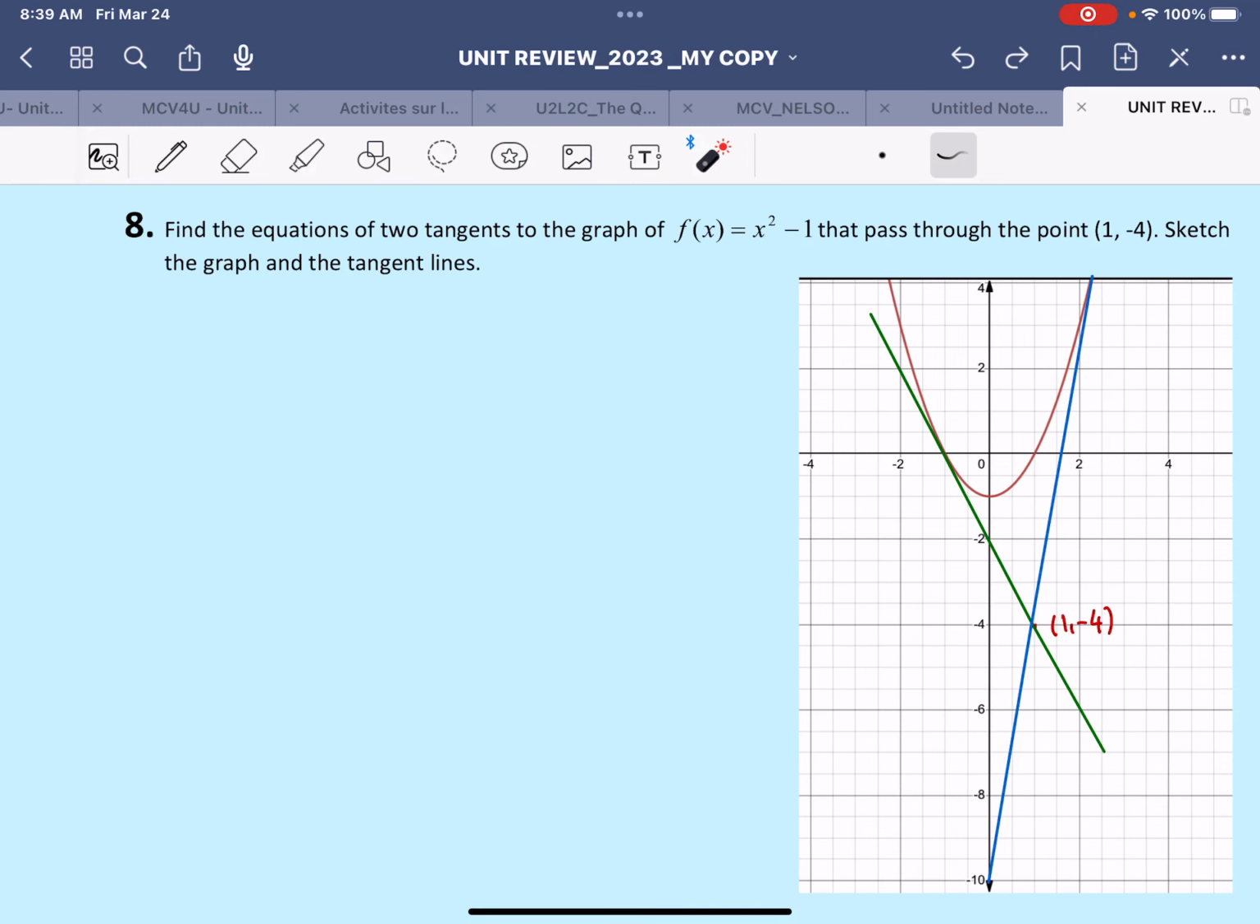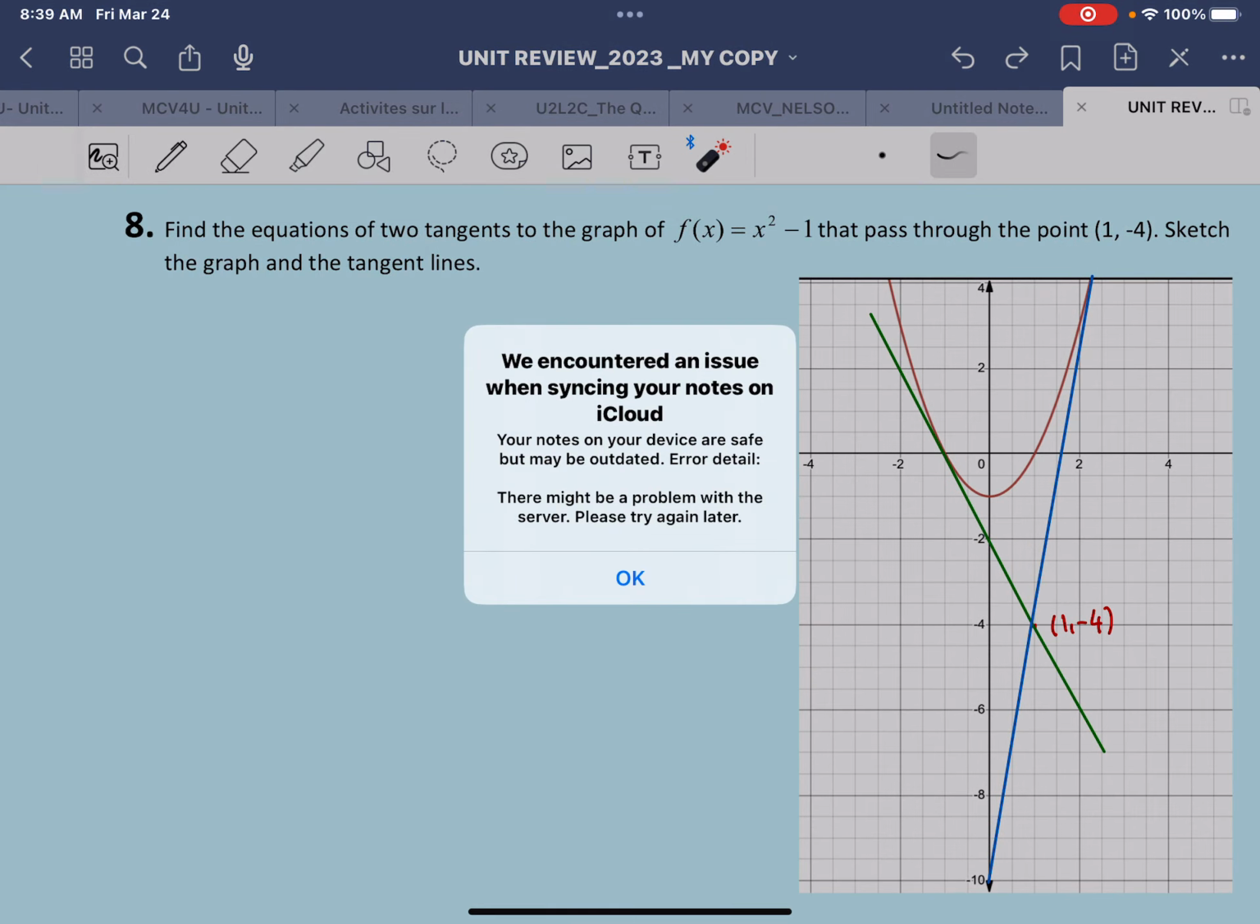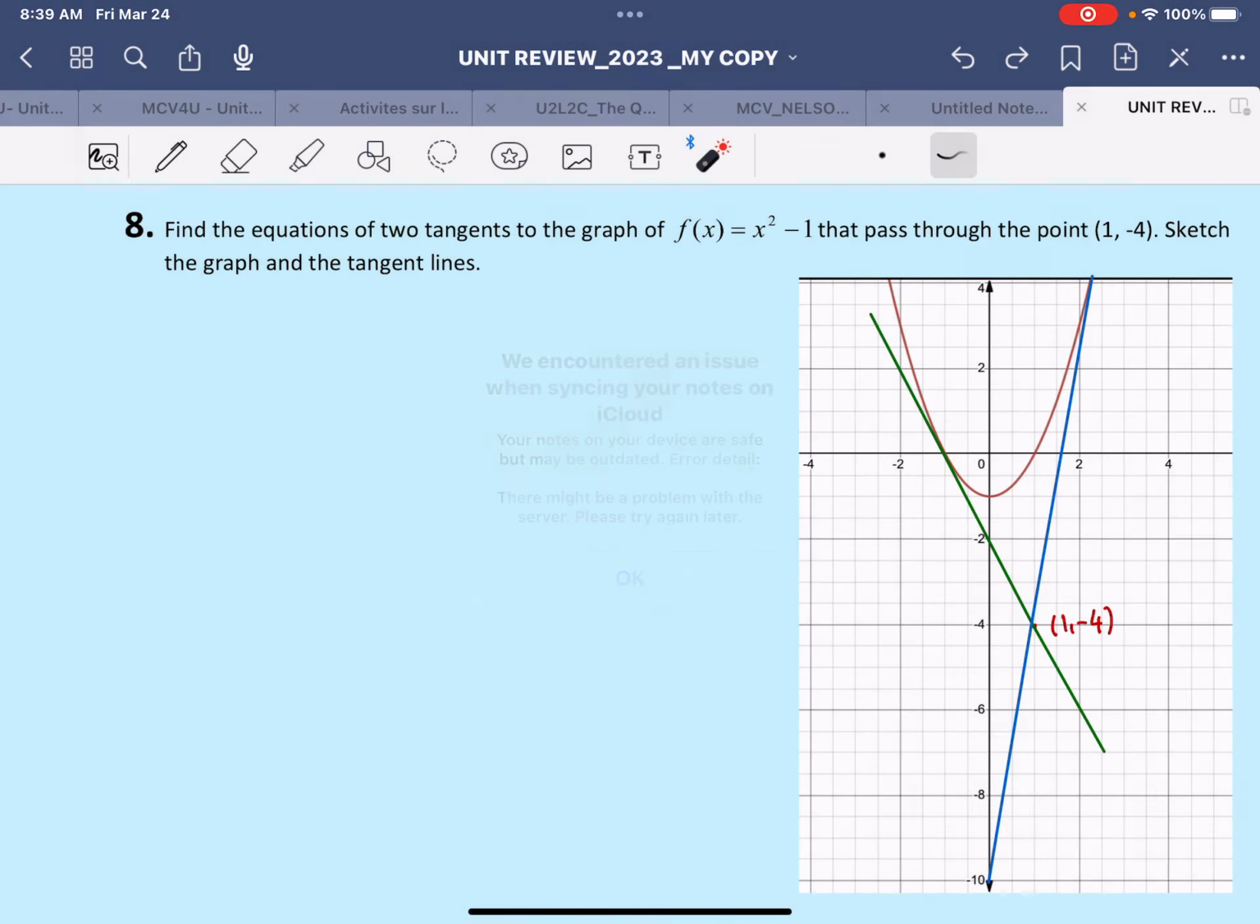We'll continue with question number 8 from the thinking question set. Remember that we are reviewing for the unit number 2 test, which is about derivatives. So in this question, we have to find the equations of two tangents to the graph f of x equals x squared minus 1 that pass through the point (1, -4). And then we have to sketch the graph and the tangent lines.